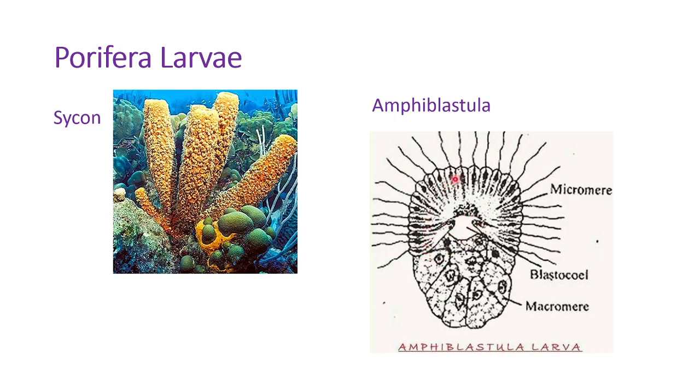In the upper part of the larva we can see micromeres, the small cells which have flagella, which make the larva move. In the lower portion the larva has bigger cells called macromeres, which lack flagella. So when people ask in the examination what is the larva of Scypha, the answer is amphiblastula. Usually amphiblastula and parenchymula are seen in sponges, but in Scypha, amphiblastula is the larval stage.